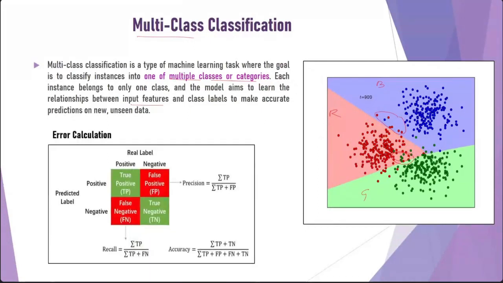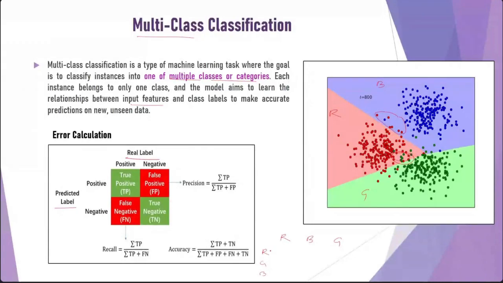So the error calculation. How do we calculate these errors? For errors, we have something called the confusion matrix. What does confusion matrix mean? We have the real label on one side and the predicted label on the other side. Let's say for this data, we have real labels as red, blue, and green, and on this side, we also have the predicted labels as red, blue, and green.